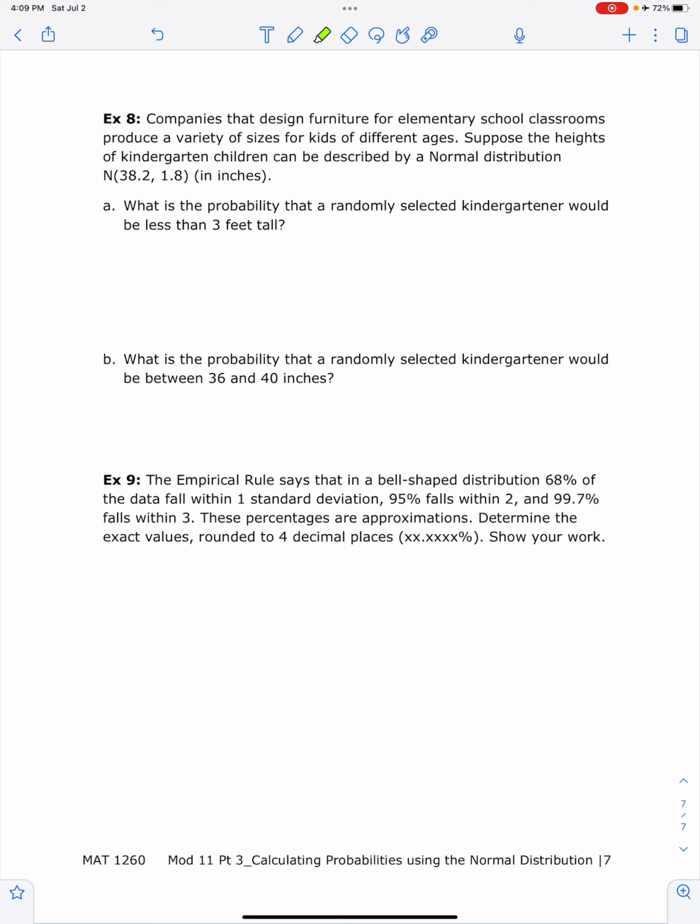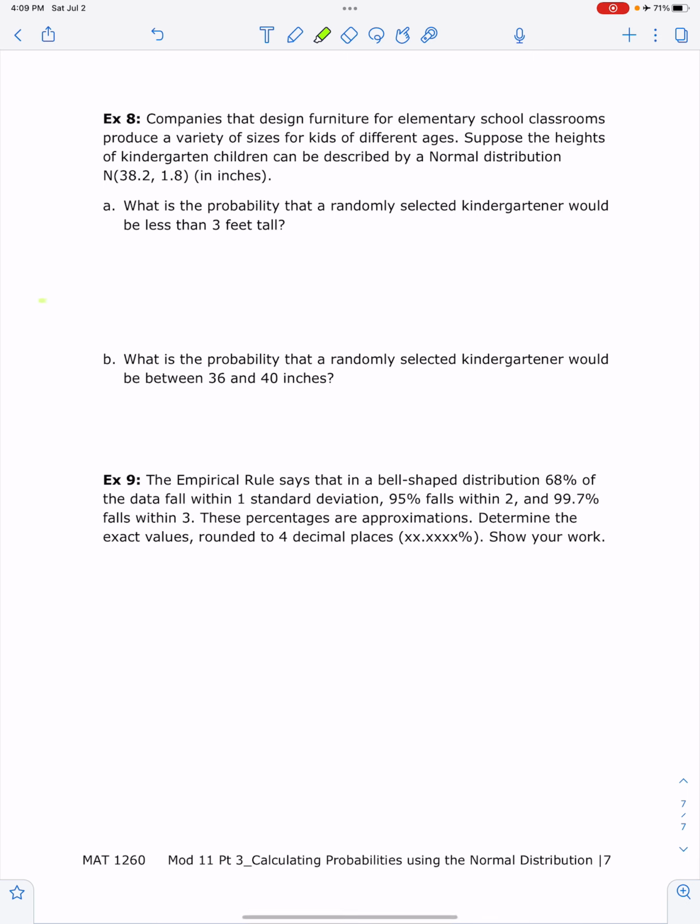Companies design furniture for elementary school classrooms, produce a variety of sizes for kids of different ages. Suppose heights of kindergarten children can be described by a normal distribution, N(38.2, 1.8) in inches. What's the probability that a randomly selected kindergartner would be less than 3 feet tall?